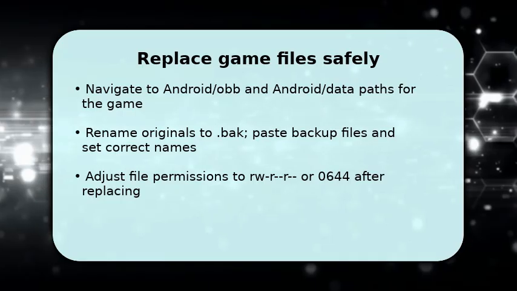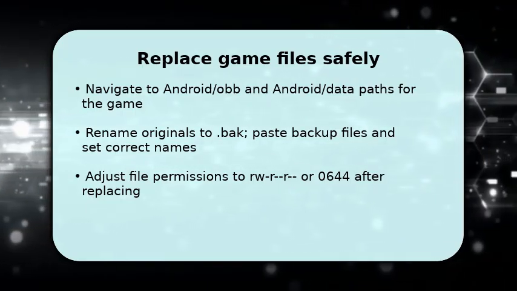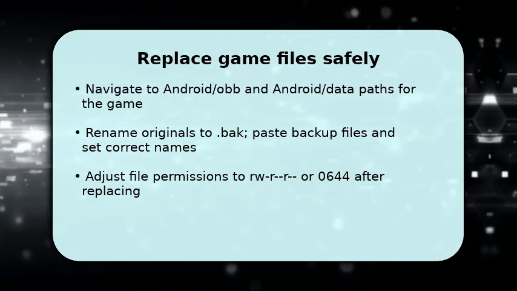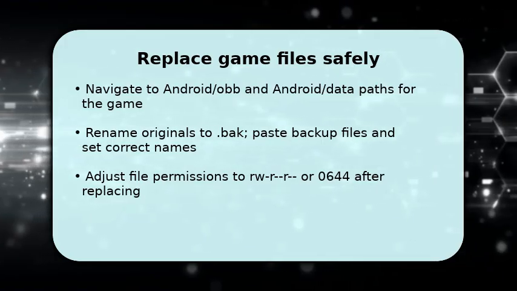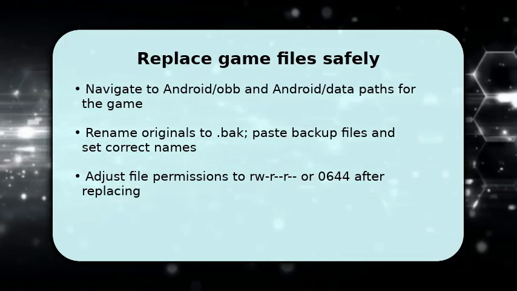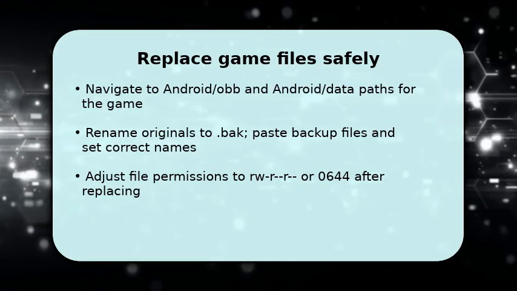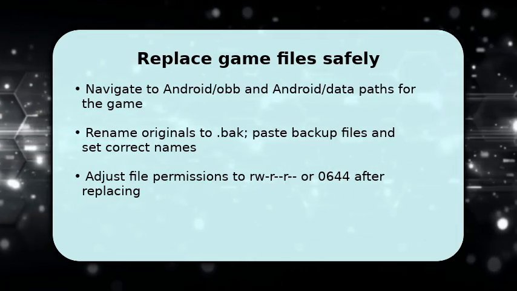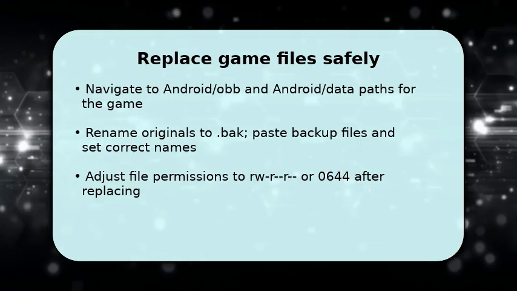Now you perform the replacement step-by-step with care. Open your file manager, go to Android/OBB and Android/data for com.miniclip.ppc, and move the original files to a backup folder in case you need to revert. Next, paste your backup files into the exact same directories and ensure file names match verbatim. Make sure to set file permissions to normal app values so the game can read them. Incorrect permissions often block loading.